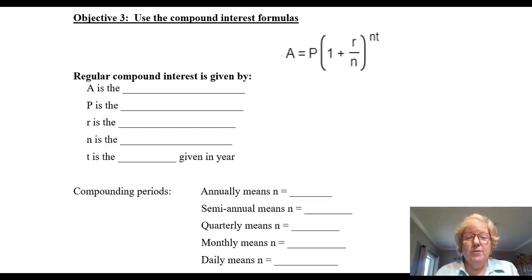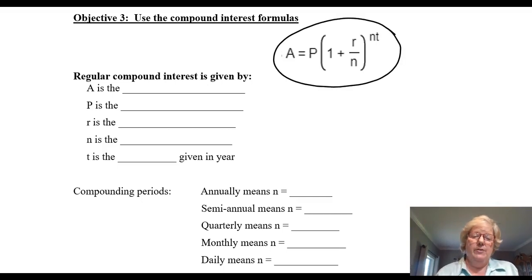Another very practical use of exponential functions is compound interest. Anytime you go to borrow money or hopefully even invest your own money to make more, compound interest is used. This is the formula that we use for regular compound interest.